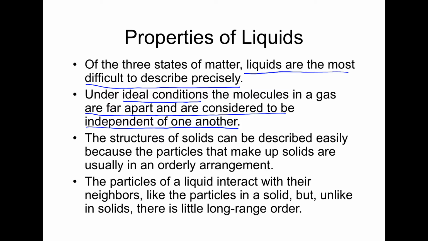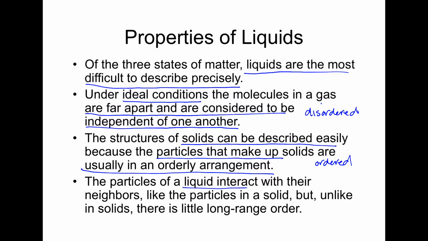And solids are pretty easy to describe because the particles that make up the solid are really in an orderly arrangement. So we call that like a lattice or a crystal, something like that. Solids tend to have very ordered structure. So we have gases that are totally disordered, and we have solids that are very ordered. Liquids are kind of in between.